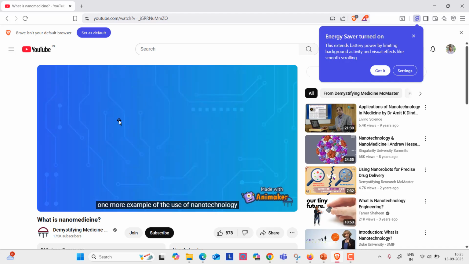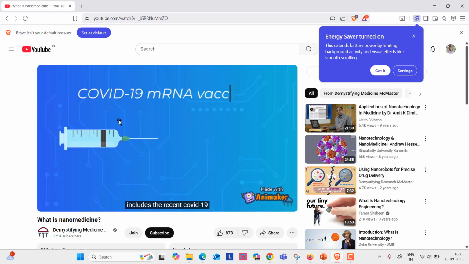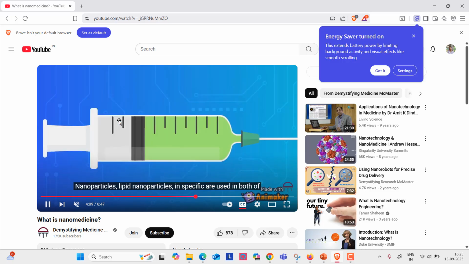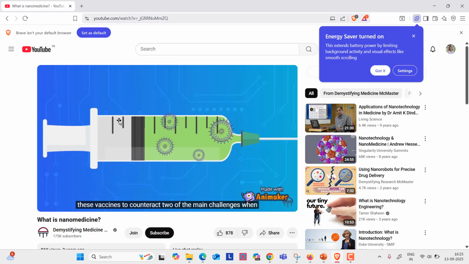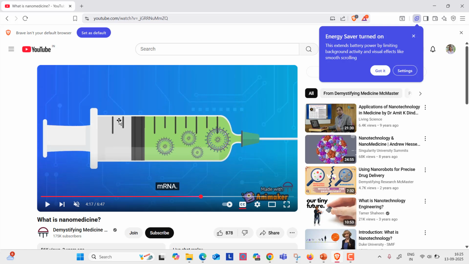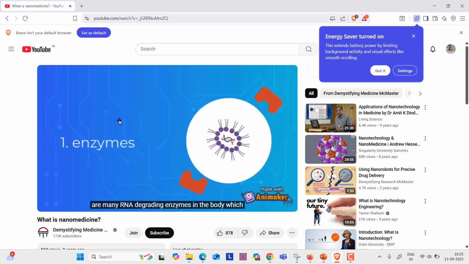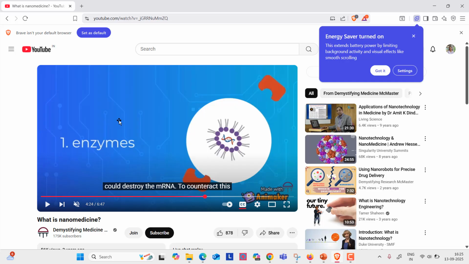Finally, one more example includes the recent COVID-19 mRNA vaccines by Pfizer and Moderna. What did they do? Lipid nanoparticles in specific are used in both vaccines to counteract two of the main challenges with mRNA. The first challenge posed by utilizing mRNA is that there are many RNA enzymes which could destroy the mRNA.